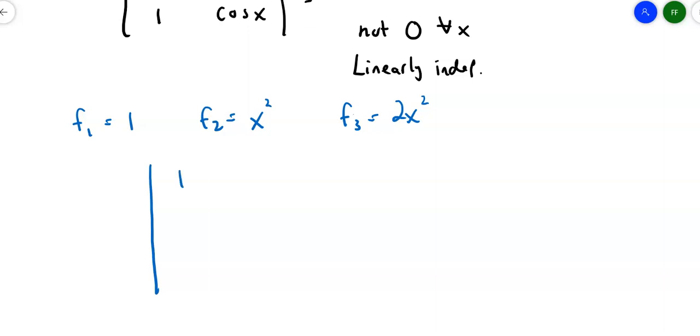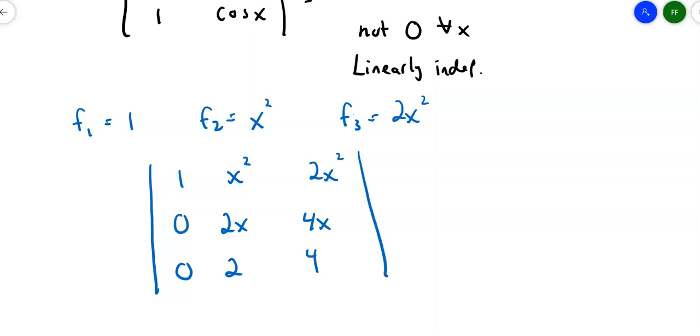So across the top row, I got 1, x squared, and 2x squared. Across the second row are the derivatives. So the derivative of 1 is 0. The derivative of x squared is 2x. The derivative of 2x squared is 4x. And across the third row, I got 0, 2, and 4.